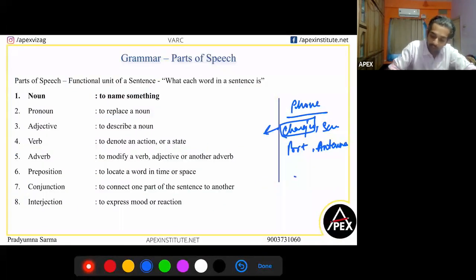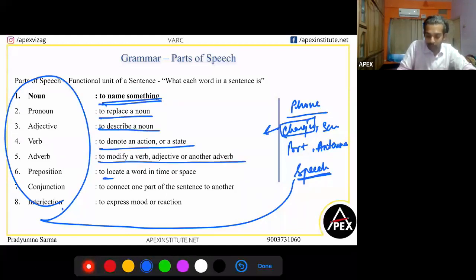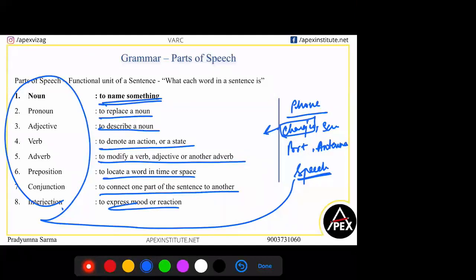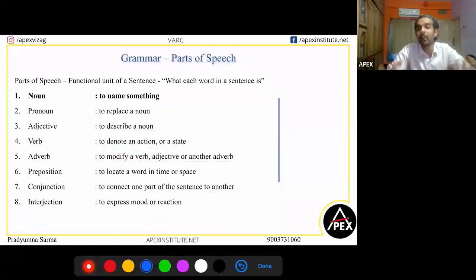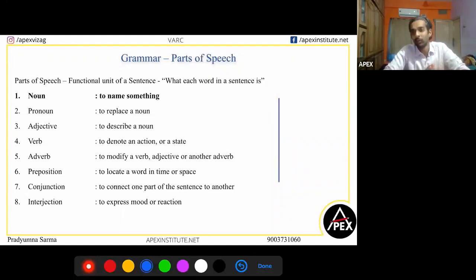The same way, your speech has different parts, and those parts are these eight. Each of these parts has one function. Because of which others can understand what we are saying. The first thing that we have is a noun. Noun means a name.